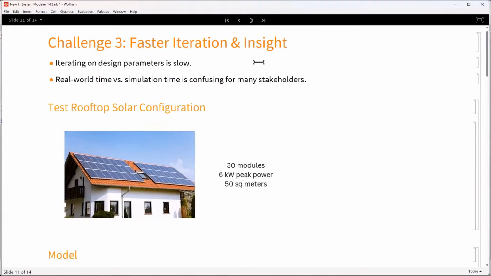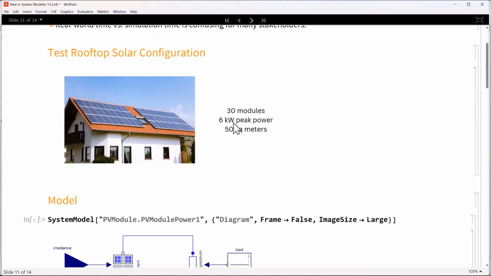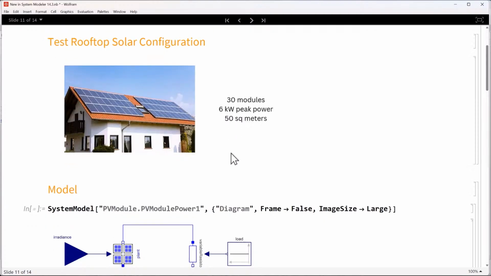Our third challenge is iteration speed. Imagine you are a solar design engineer tasked with configuring a rooftop's PV system. You need to decide how many modules to connect in series, how many to connect in parallel, and how the system performs under different configurations. Let's open the model in System Modeler.